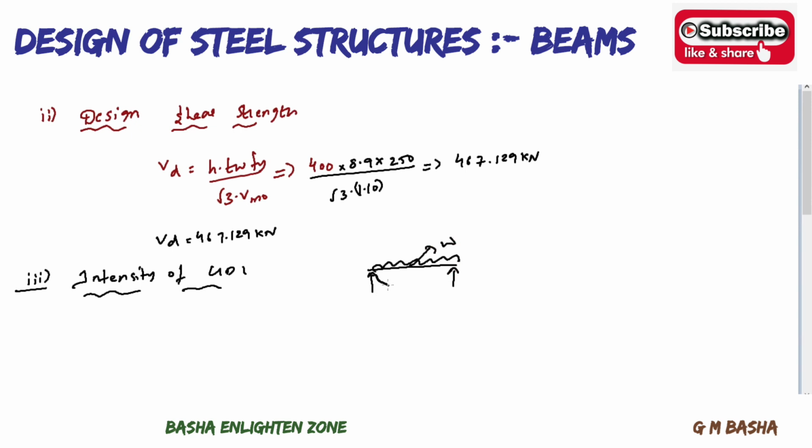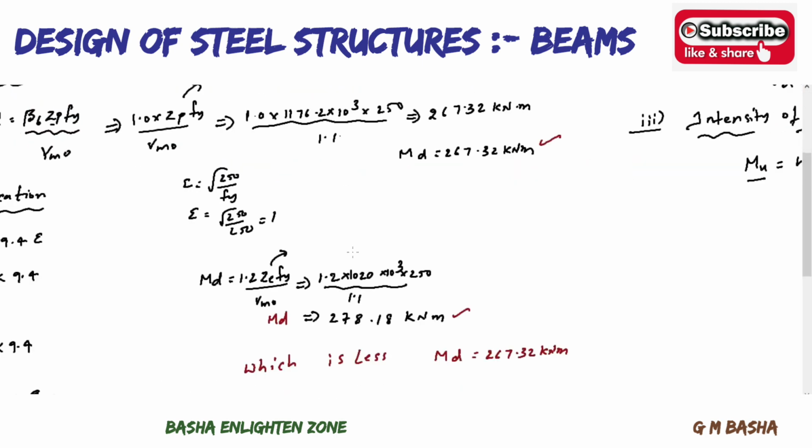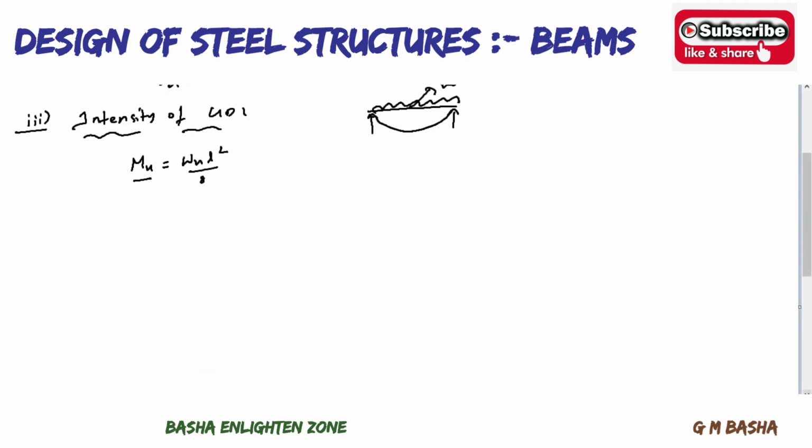We know the maximum bending moment Mu will be wL square by 8. What is this Mu? It is what we obtained in the design bending strength. We took whichever of these two is lesser, and the value is 267.32. So I am taking that value directly here, 267.32, equal to Wu into L square by 8.